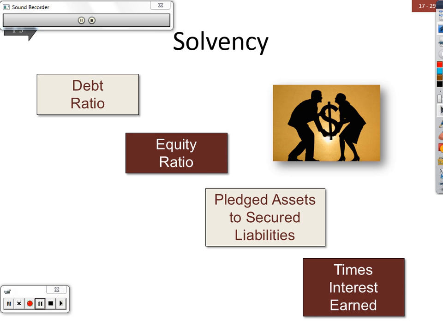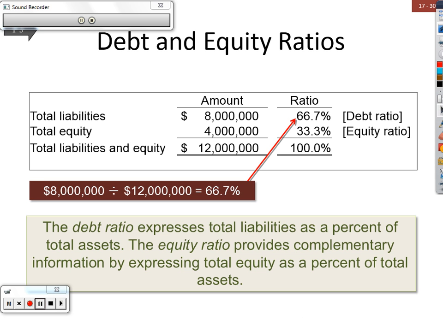Solvency ratios. These are some of the most common solvency ratios. You got debt ratio, you got equity ratio, pledged assets to secured liabilities, time interest earned. All of these are dealing with the liabilities portion and the owner's equity portion of the balance sheet, right? Talking about liabilities, debt, and equity. So, debt and equity ratios. We want to make sure that we, in some cases, have more equity than we do debt. But there will be cases where you will have more liabilities than you do equity. And it's not saying it's necessarily bad.